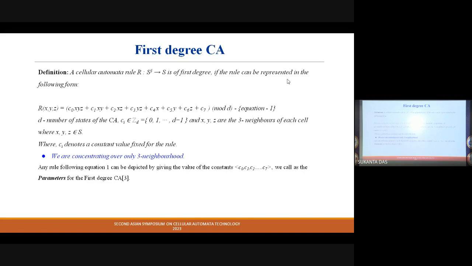Basically, we are taking these constants as parameters. Based on these parameters, we can depict the rules.